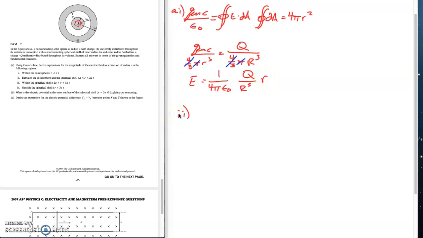For part 2, between the spheres. So if we draw our sphere, between them we've enclosed all of the inner ball of charge and none of the outer ball. So Q enclosed is just the total inner charge, and we have the same area. The electric field then is 1 over 4 pi epsilon naught Q, and our variable r now is in the denominator.